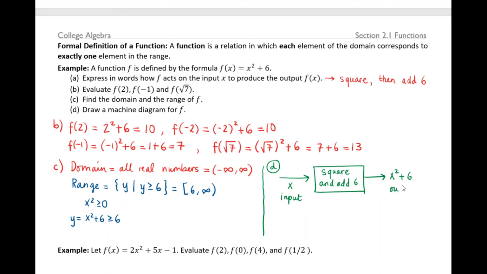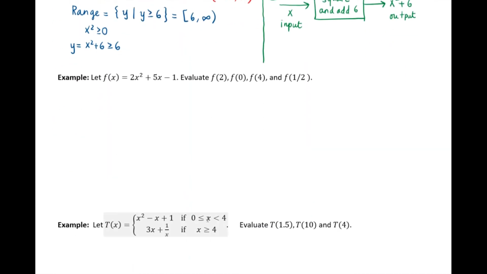This is the output. Okay. So I hope this example is clear. This is how you get the machine diagram and find the domain and the range. And let's go to the next example.